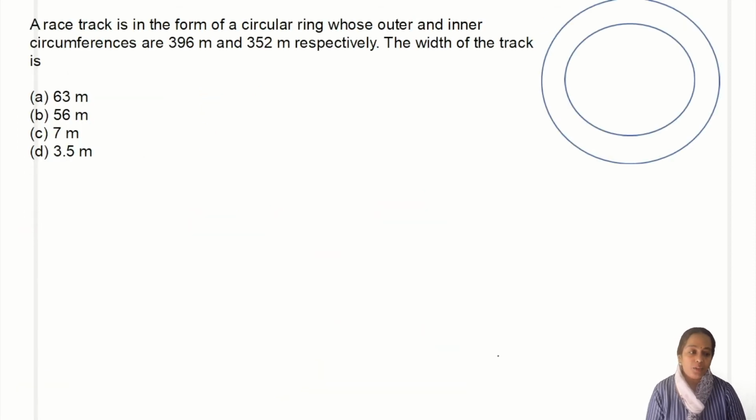So now moving on to the next question. We have a race track in the form of a circular ring. I hope you can see the figure there. Whose outer and inner circumferences are 396 and 352 meters respectively. What is the width of the track, children? Width of the track is going to be capital R minus small r. You have an outer track and you have an inner track. So capital R minus small r is going to be the width of the track.